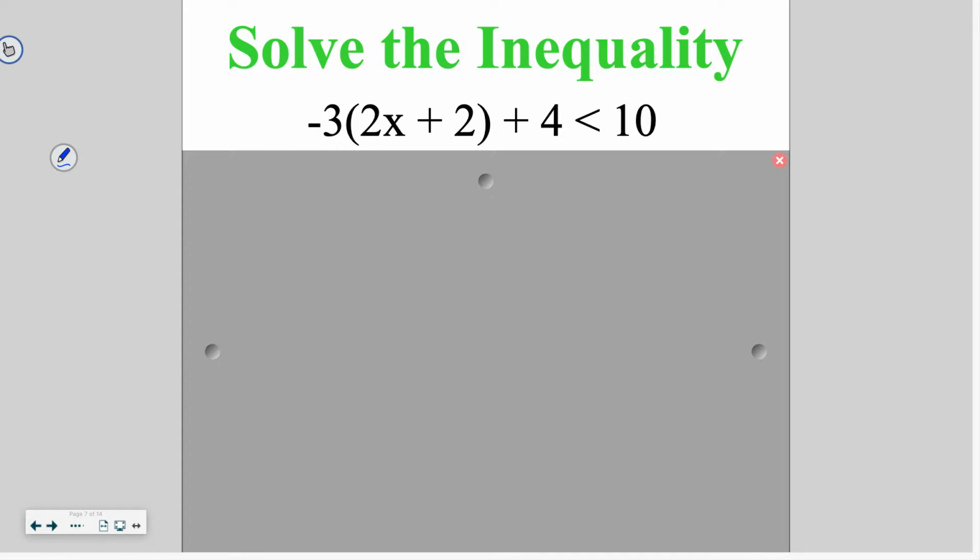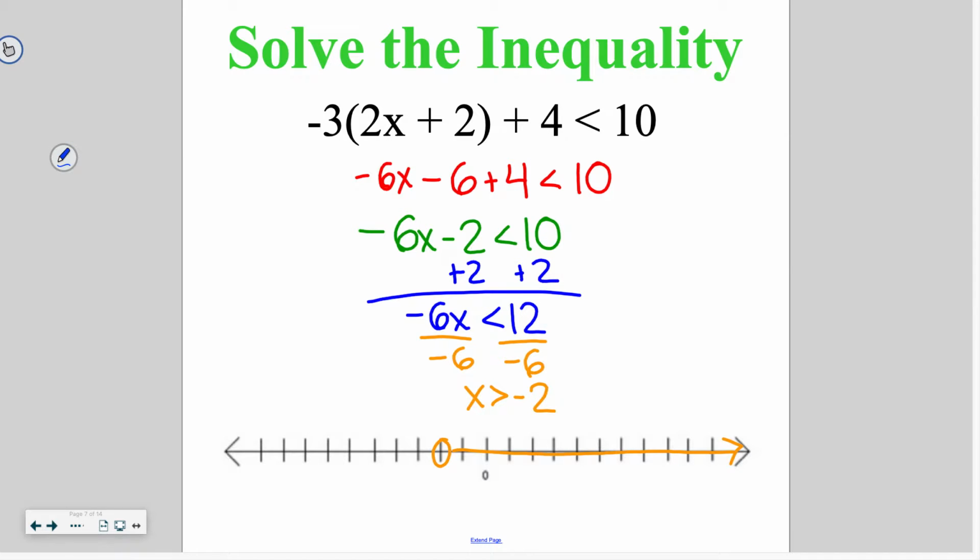Go ahead and try this one on your own. Again, start by doing the distributive property. Once you do that, we're combining our numbers this time because we have two numbers on the same side of the equation. Then we're going to add 2 and divide by negative 6, and this time we end up with x is greater than negative 2. So we've got that open circle, so it's not included, and then we are going to the right.